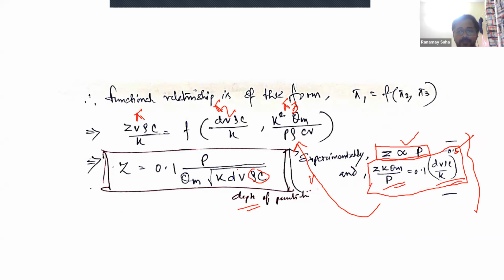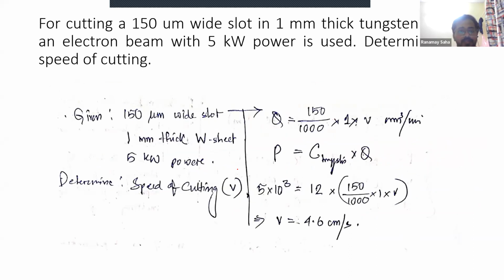So let's proceed with the numericals. The first one asked you to determine the speed of cutting, given that you have a 150 microns wide slot in a 1 mm thick tungsten sheet, and an electron beam with a power of 5 kilowatt.